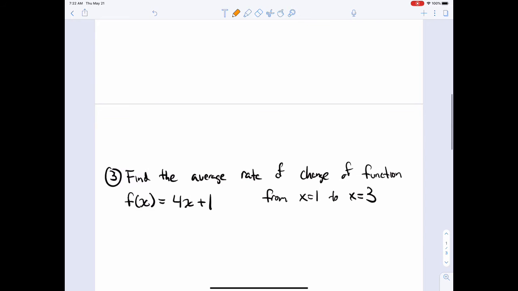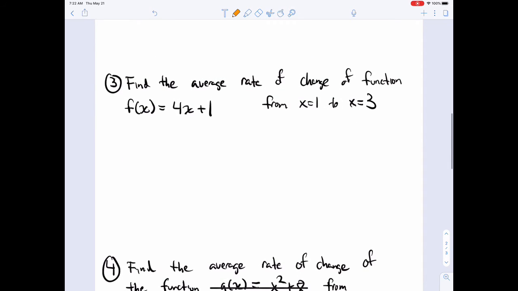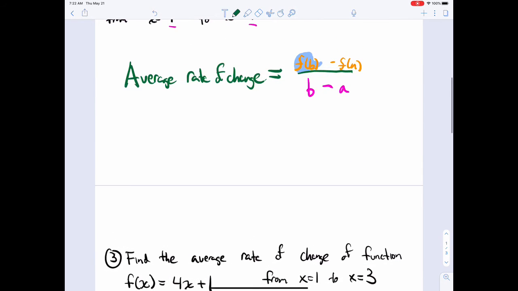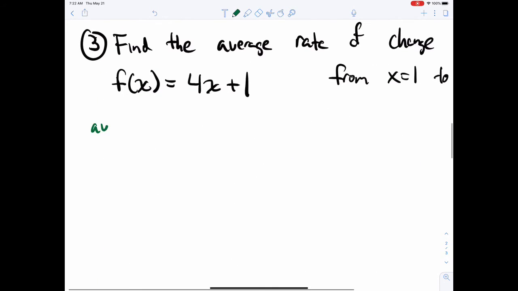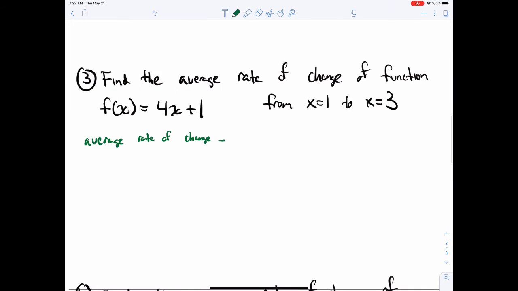All right. So question 3. Find the average rate of change of the function f of x equals 4x plus 1 from x equals 1 to x equals 3. All right. So we need to find the average rate of change. We might as well write out that formula. Average rate of change equals f of b minus f of a, all over b minus a.